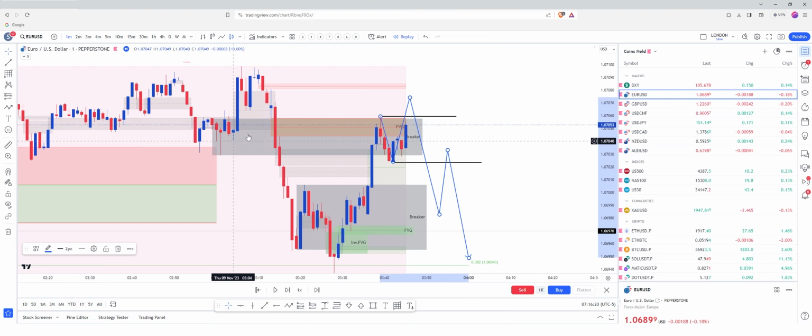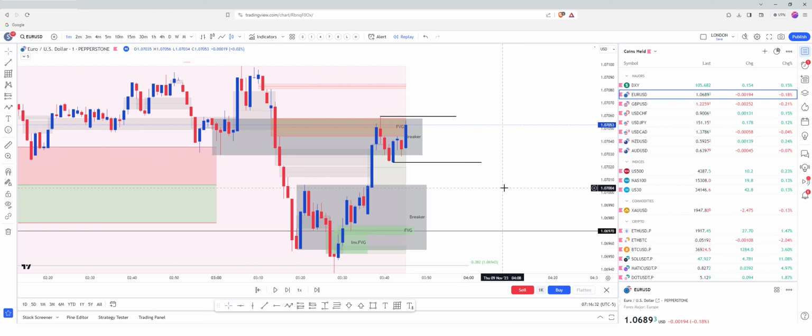So this is what I'm looking at. I'm looking for an additional confirmation. We've already had that pattern here, so that is a valid entry. But I'm looking for additional confirmation that this breaker is going to hold. And so I just want validation for my entry.